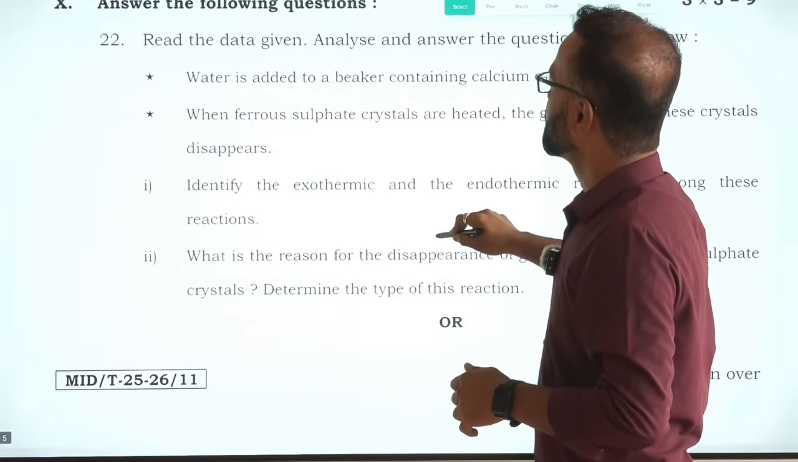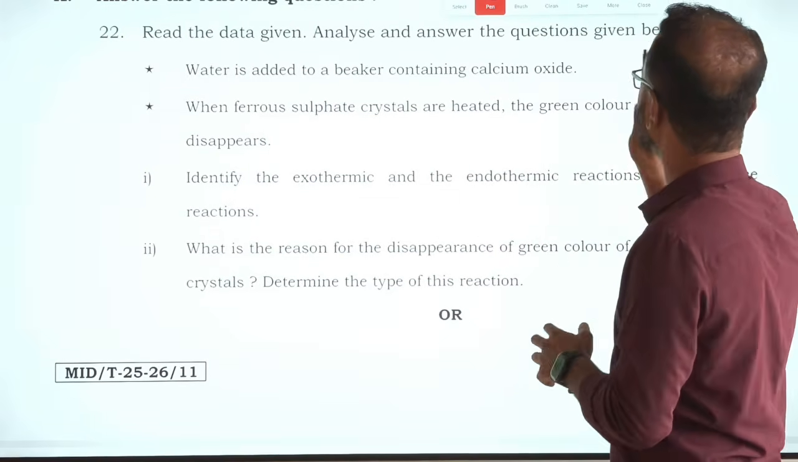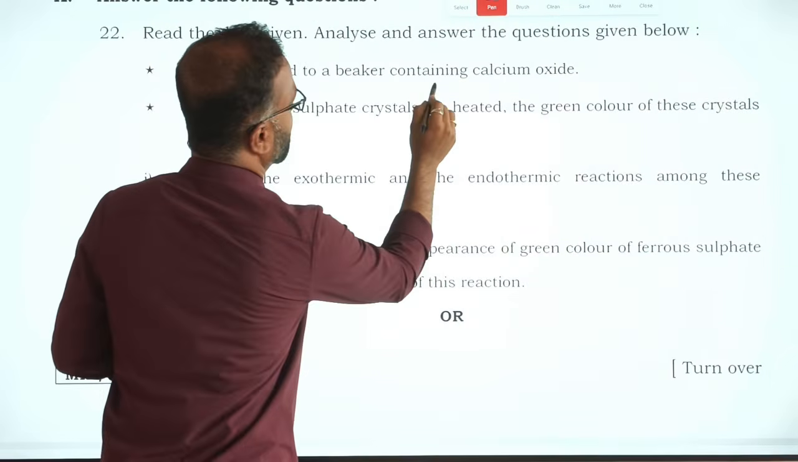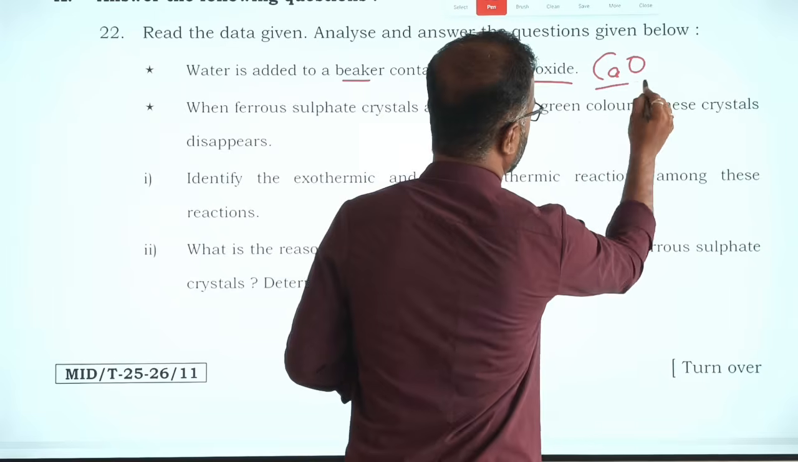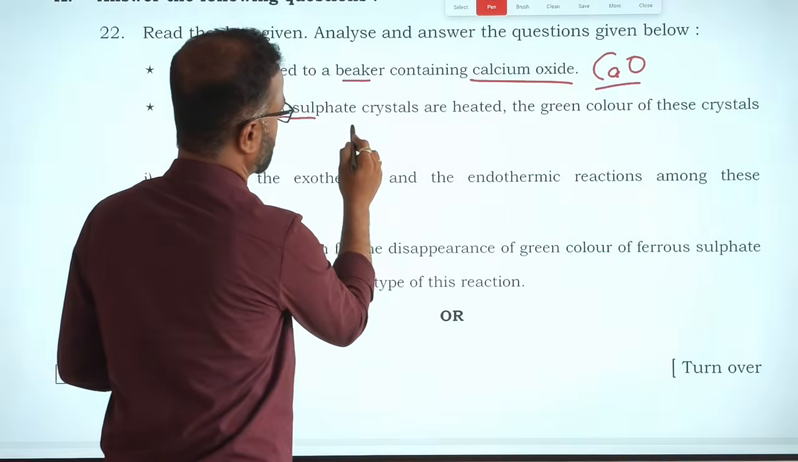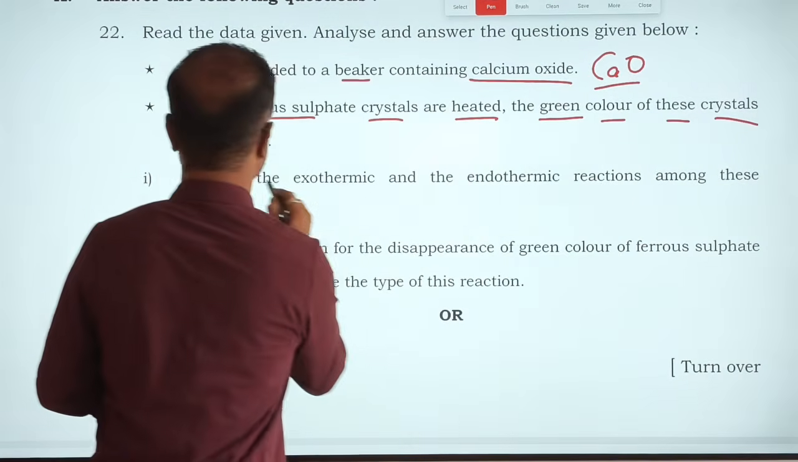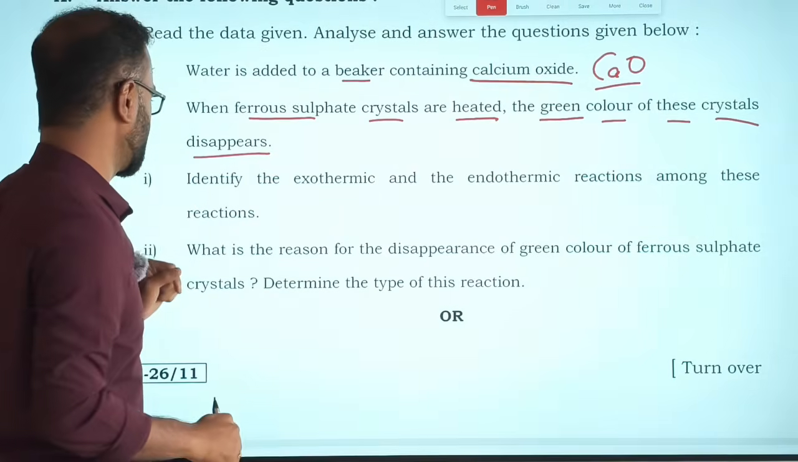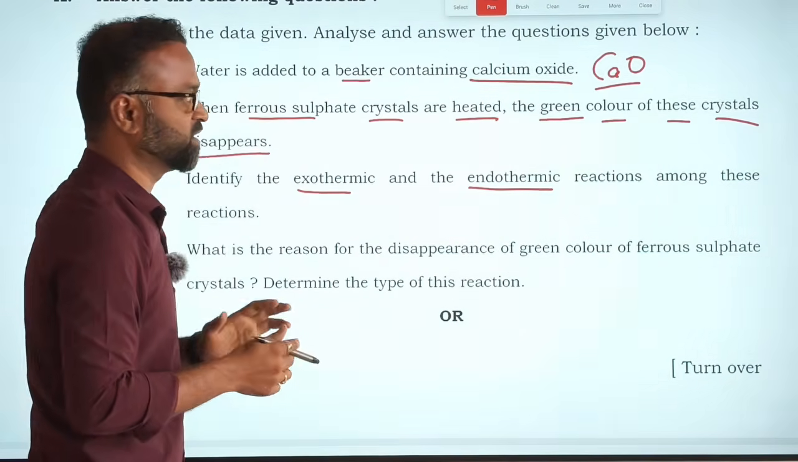Now see here. Read the given data, analyze and answer the question below. What is the data given here? Water is added to the beaker containing calcium oxide. For this, water has been added to the calcium oxide. When ferrous sulfate crystals are heated, the green color of these crystals will disappear. This is the data, and they ask two questions here. Identify the exothermic and endothermic reaction out of these two.